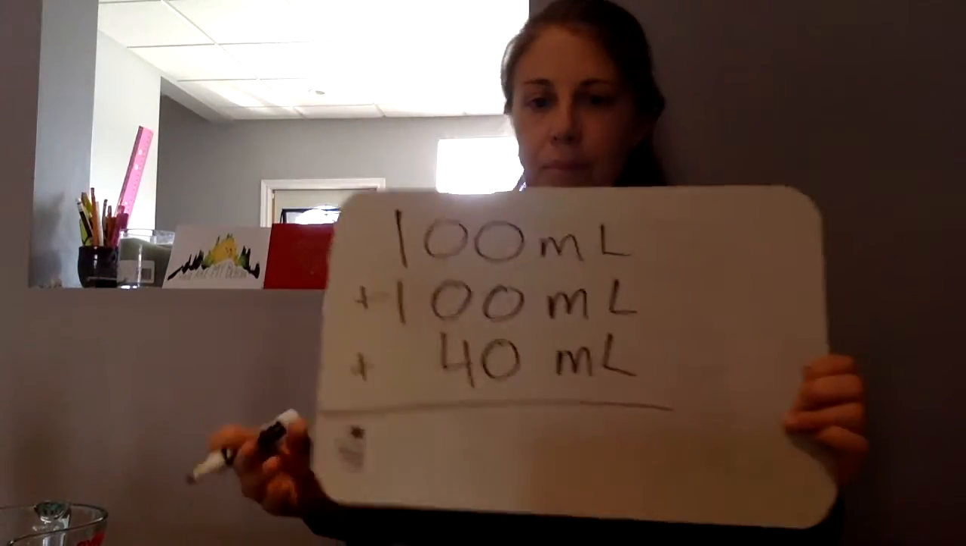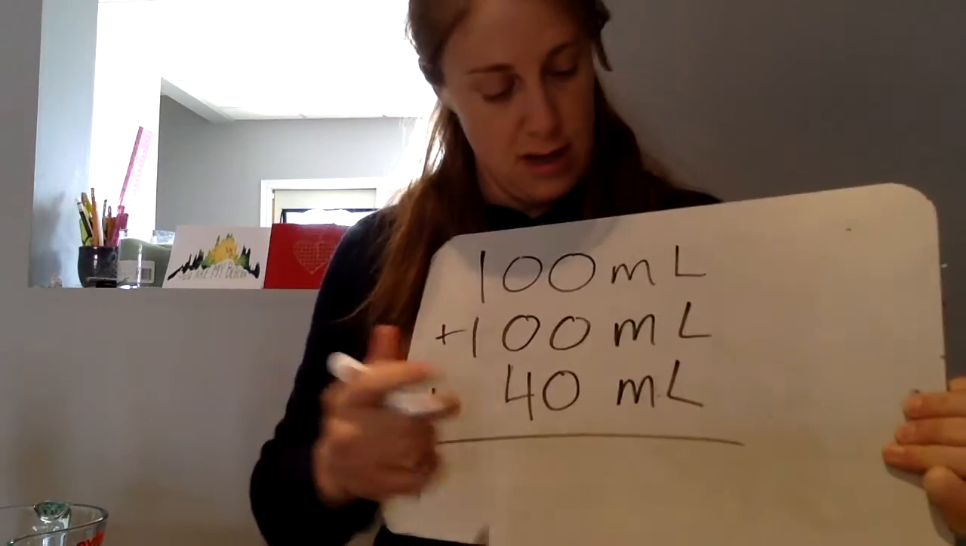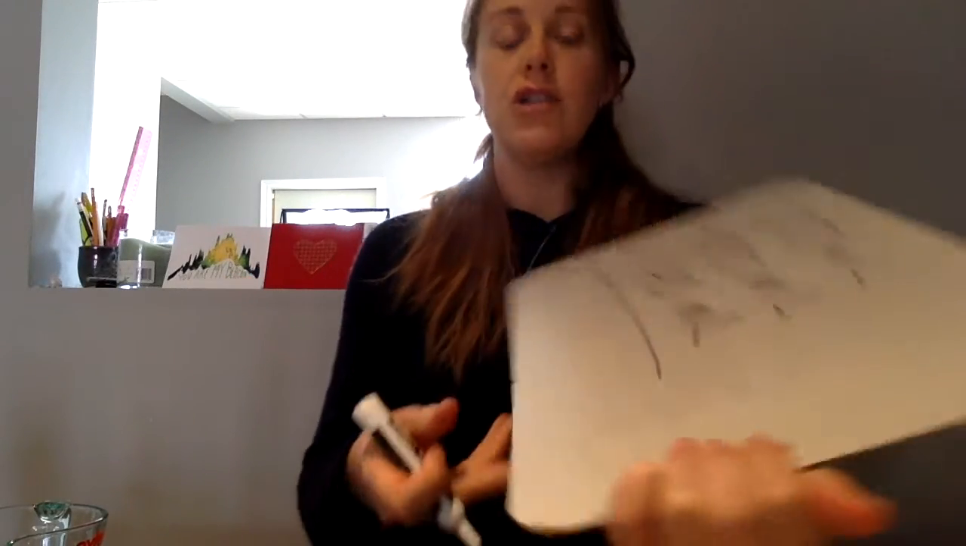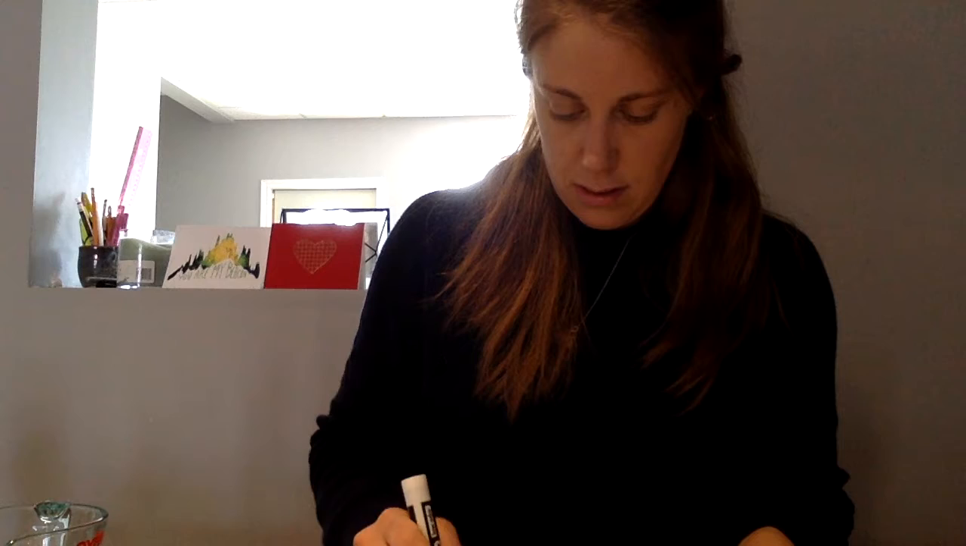So if we wanted to add that up, we have 100 milliliters plus 100 milliliters plus 40 milliliters. I would know that 100 milliliters plus 100 milliliters is 200 milliliters, and I'm going to add 40 there. So it's going to be 240 milliliters. Awesome. Okay, I am going to add this information to our graph, and I'll be right back.